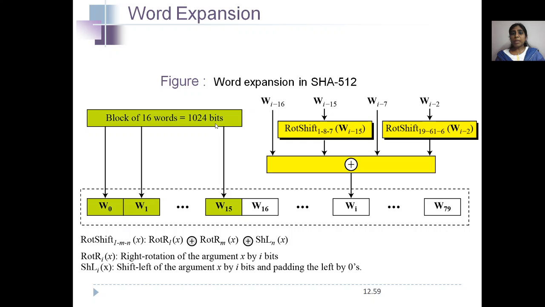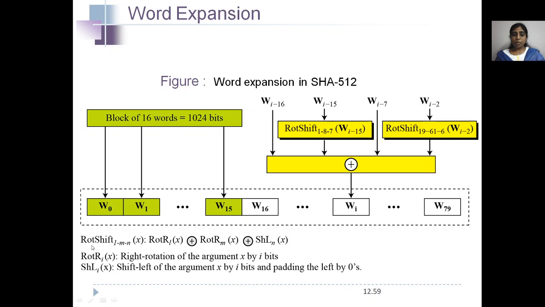From the original plain text, that is 128 bits padded with ones and zeros, that 1024 block is divided into 64-bit pieces. How many words are we getting? 16 words, from 0 to 15. From the 16th word we need to do the calculation. How are we going to perform the calculation to attain the words?